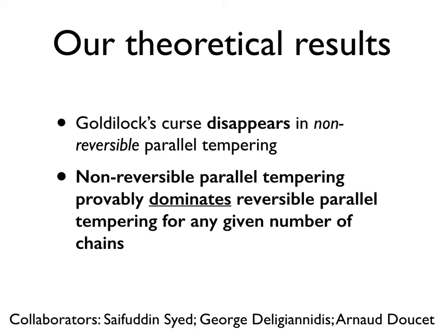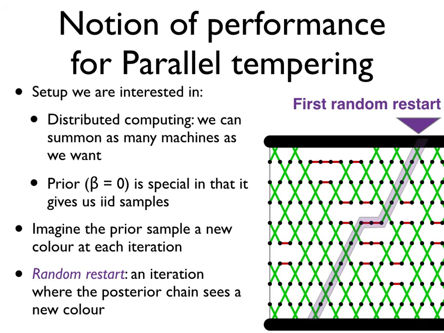So I need to define a certain notion of optimality. First, the setup we're going to be interested in is cases where we have access to distributed computing. So we can summon as many machines as we want.